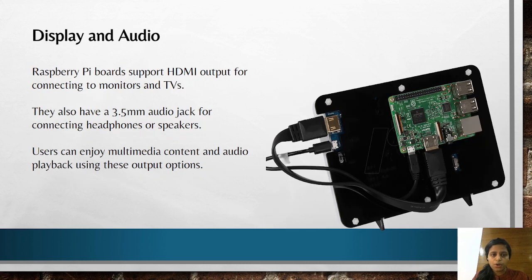The display and audio. Raspberry Pi boards support HDMI output for connecting to monitors and TVs. They also have a 3.5 mm audio jack for connecting headphones or speakers so that users can enjoy multimedia content and audio playback using these output options.